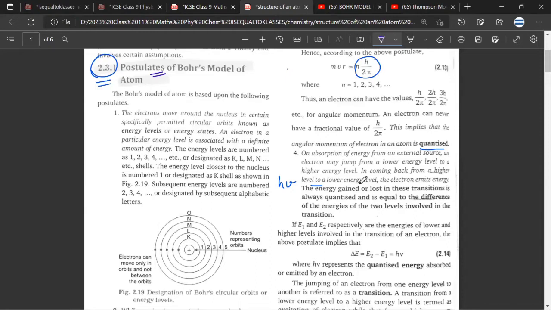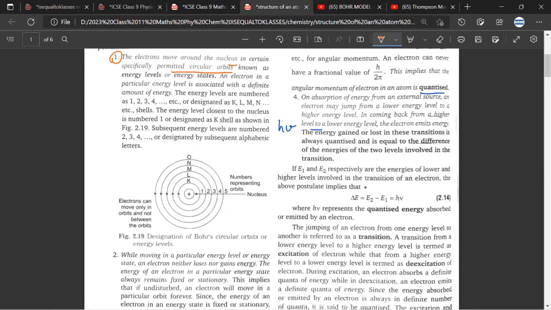So this was the first simple postulate that he said: the electrons revolve around the nucleus in certain permitted circular orbits only. Are we clear? And he called them the energy levels or energy states. What it says is that if an electron has a particular energy, it can go only to a certain orbit. It can't go to any orbit.